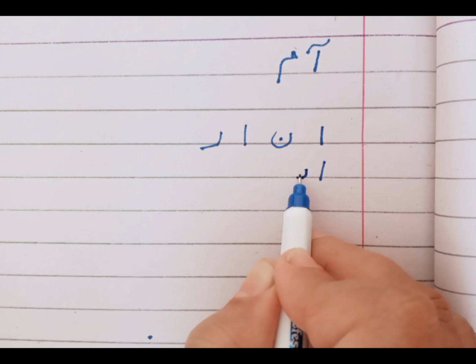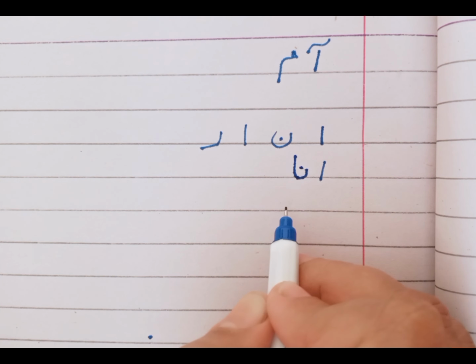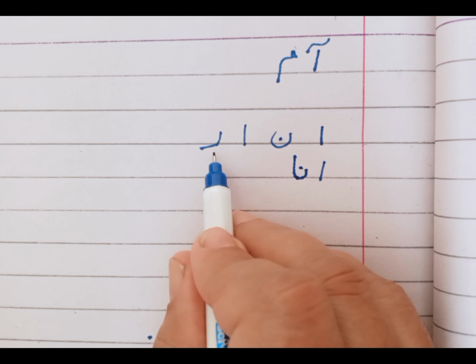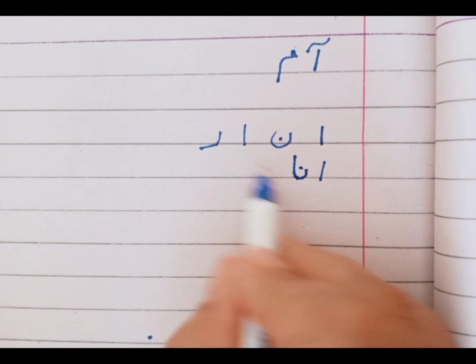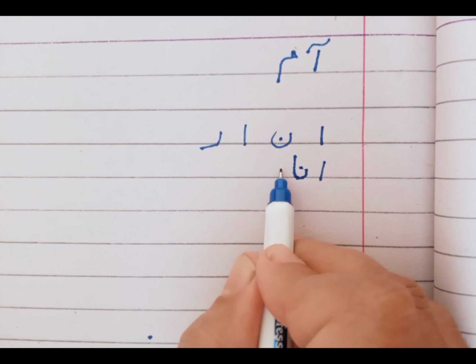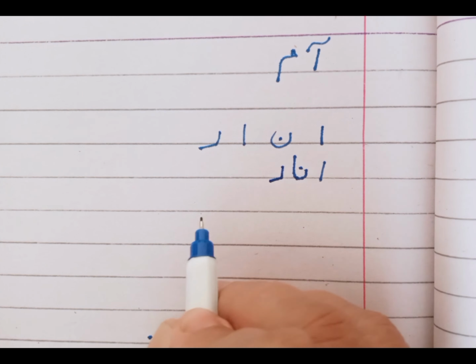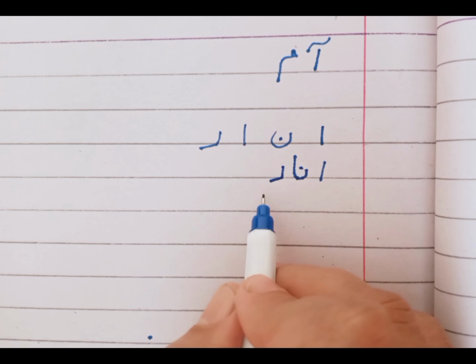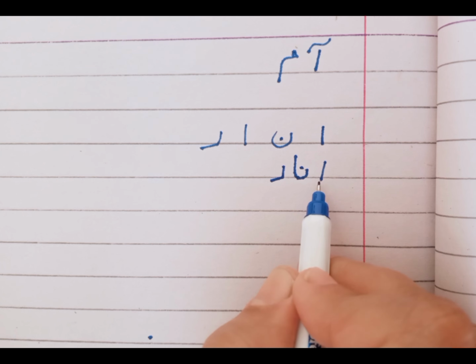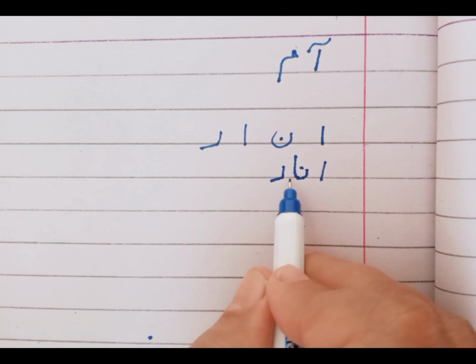How will we join? First we will write the half shape of Noon, Na, and then we will join Alif with this, Ana, and now one more letter is left. This is the last letter, Re. And why will Re be written separate? Because again, this is after Alif, and after Alif we cannot join any letter. That's why Re will be written on its own. Anar means pomegranate. Now this is the position of Alif when it comes in the beginning of any word. It is always written separate, and when it comes in the middle, if we can join it, then it will be written in joint form.